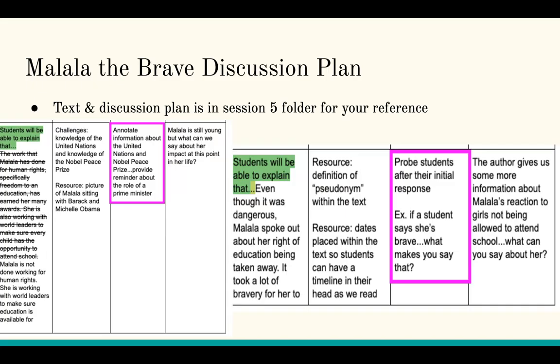So here is my example. That was my second discussion. It was a text I got from Reading A to Z on Malala Yousafzai. I highlighted the teacher move column. So these are 2 different text segments that you're seeing.